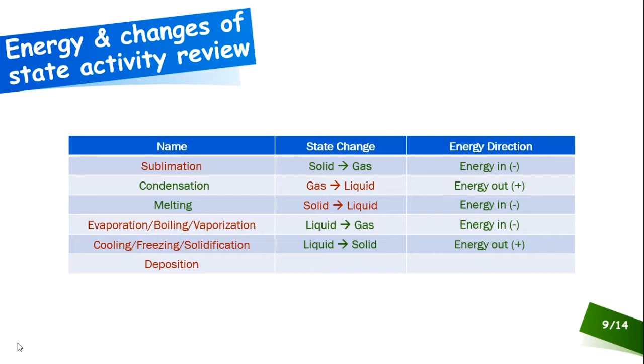And finally, we have deposition, which is a gas going directly to a solid state, and here we've got energy coming out of the system. It's a positive energy direction because going out of the system means you're going into the surroundings. That's a gain for the surroundings. So again, you want to be able to commit some of this stuff to memory because it'll help you understand the direction of the energy as it's going during a change of state.